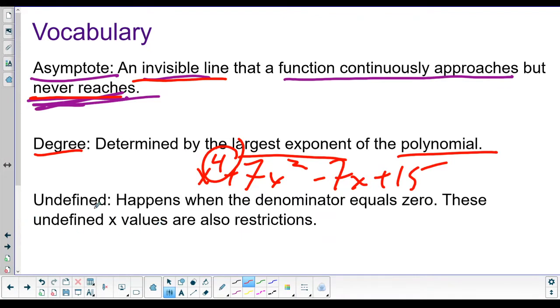Cool. And then once more for the people in the back, undefined. This happens when your denominator equals 0. That's going to be super important for one of our types of asymptotes today. These are also the x values where restrictions happen. So you guys already know how to find restrictions. I taught you super duper well how to do that in the last video. So now we're going to do it again to find one of our asymptotes.